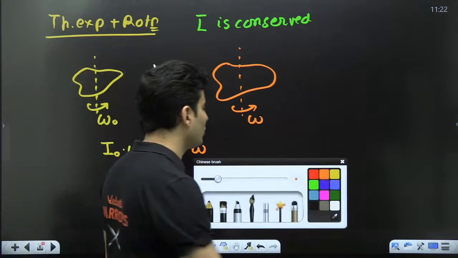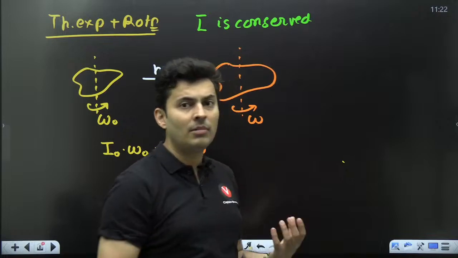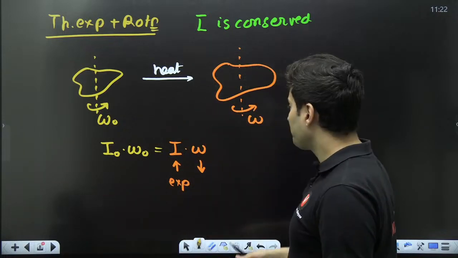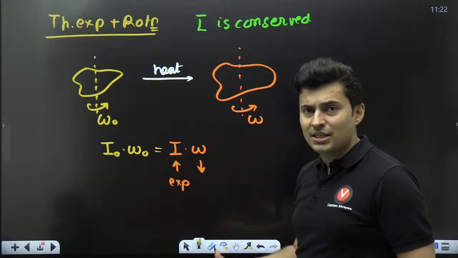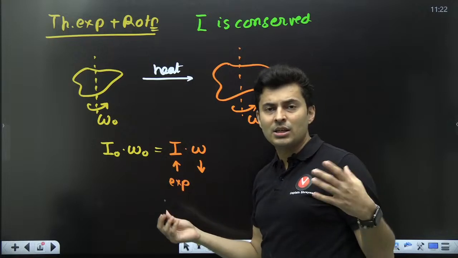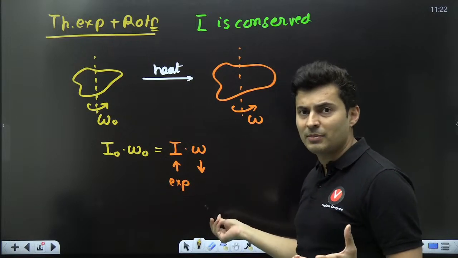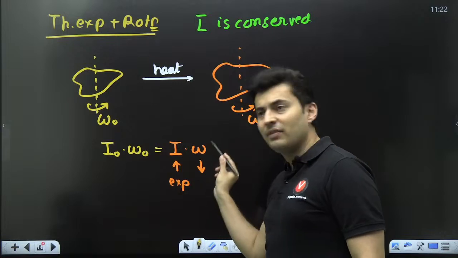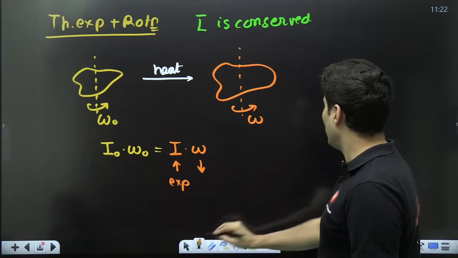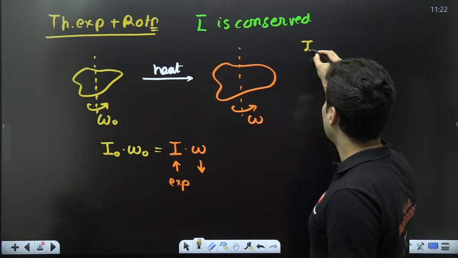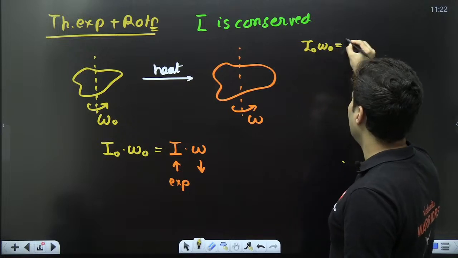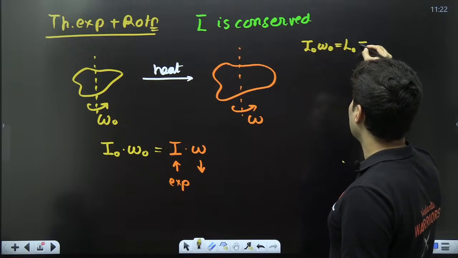Correct. These kind of questions do come. And when such questions come, how much is the change? Here is what you will do. You will just find the new moment of inertia because of the thermal expansion. And then you can find the new omega. Something like this. I naught omega naught is nothing but the initial angular momentum. I will call it as L naught.